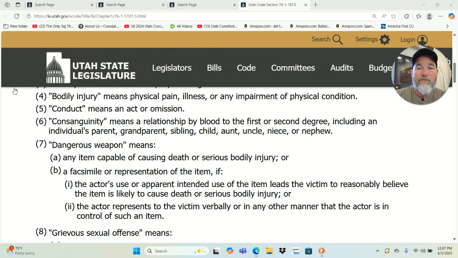But all throughout the use of force chapters, we've been talking about force that's intended or likely to cause serious bodily injury or death. So let's go over some definitions now. Bodily injury under paragraph 4 just means physical pain, illness, or any impairment of a physical condition.